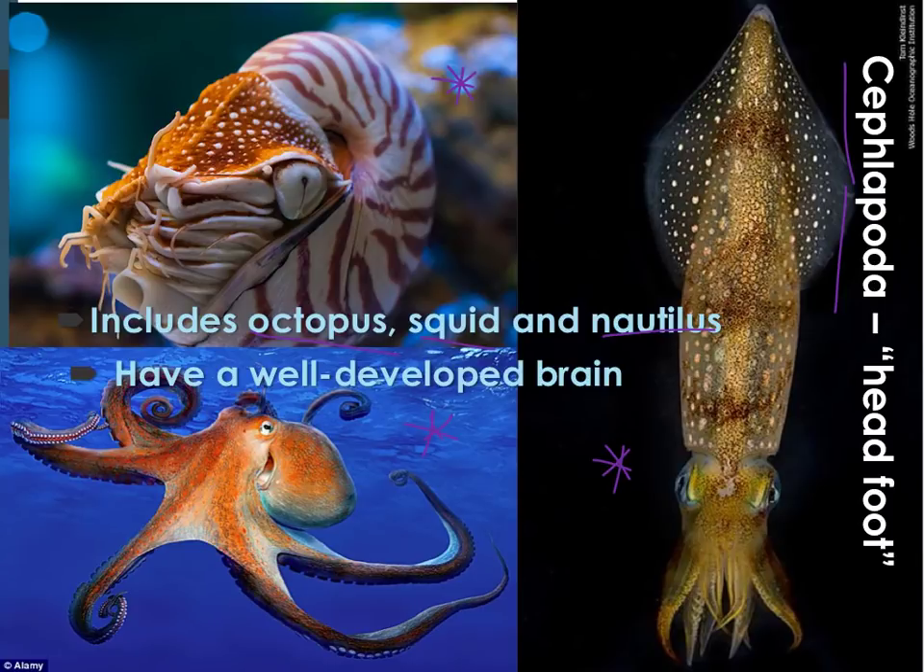Octopus are very smart. They have a well-developed brain. They are highly intelligent creatures. And because of this, keeping them in a place like a zoo or anywhere like that is very difficult because they're known as escape artists. They're constantly trying to find different ways to escape.